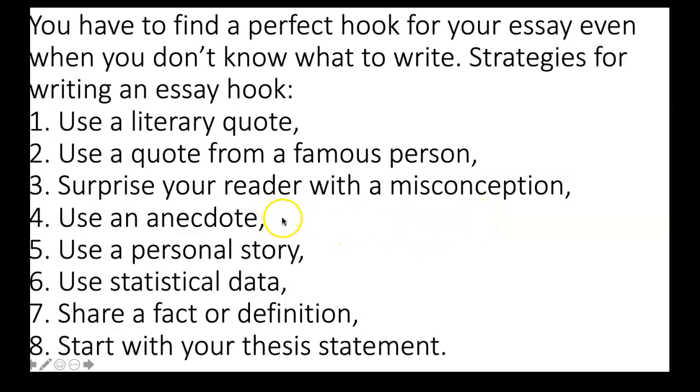Use an anecdote. Use a personal story. Use statistical data, which, I don't know how you would fit that in here to one of our short stories, but hey, if you can, feel free. Share a fact or a definition, and start with your thesis statement. Absolutely okay, which is why it said that the order was not necessarily important, okay?